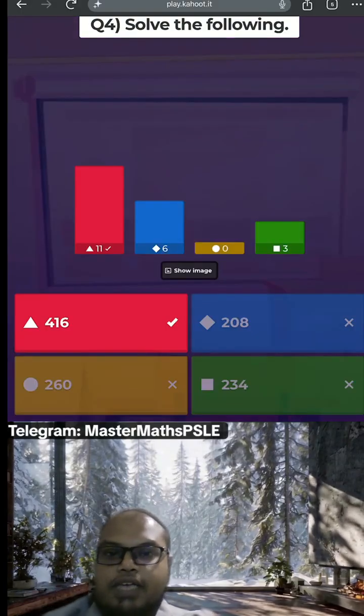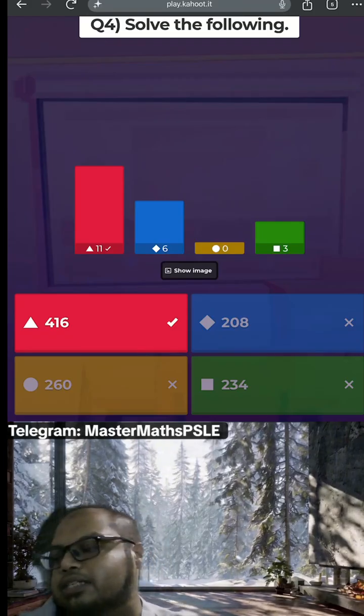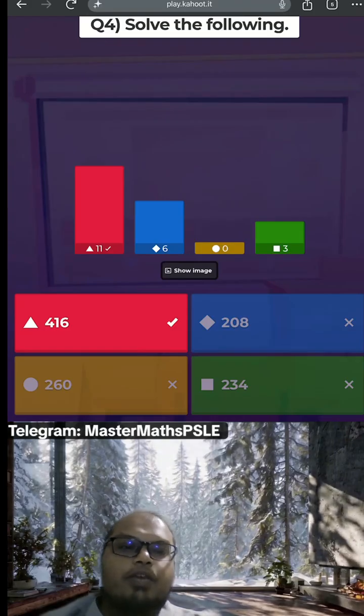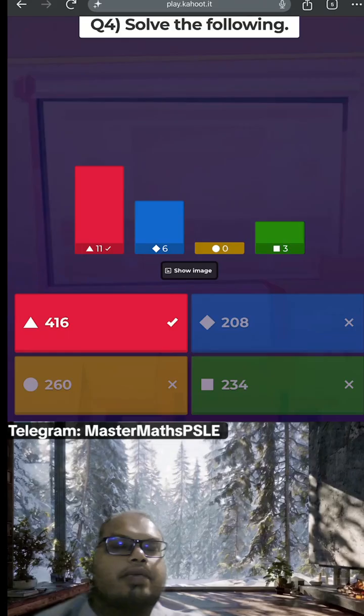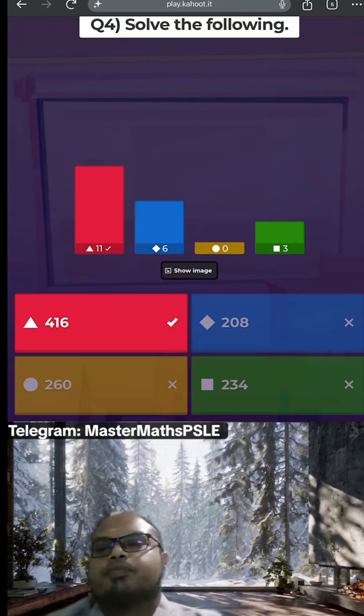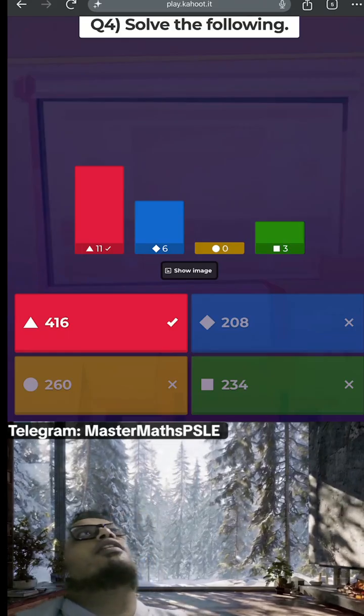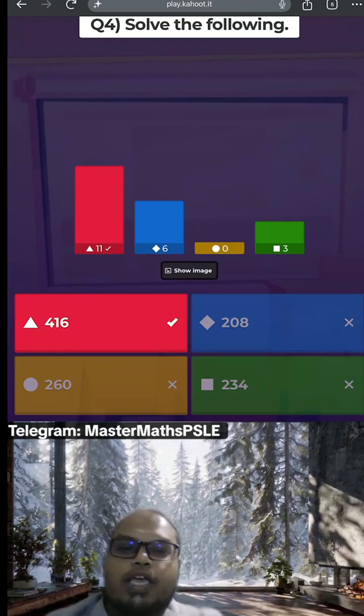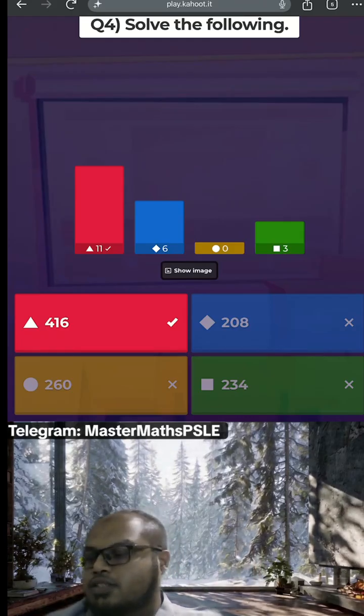Okay, last 5 seconds. Yes. Okay, the answer is 416. In a way fractions might be harder because you are limited to those two values. Okay? Yeah.